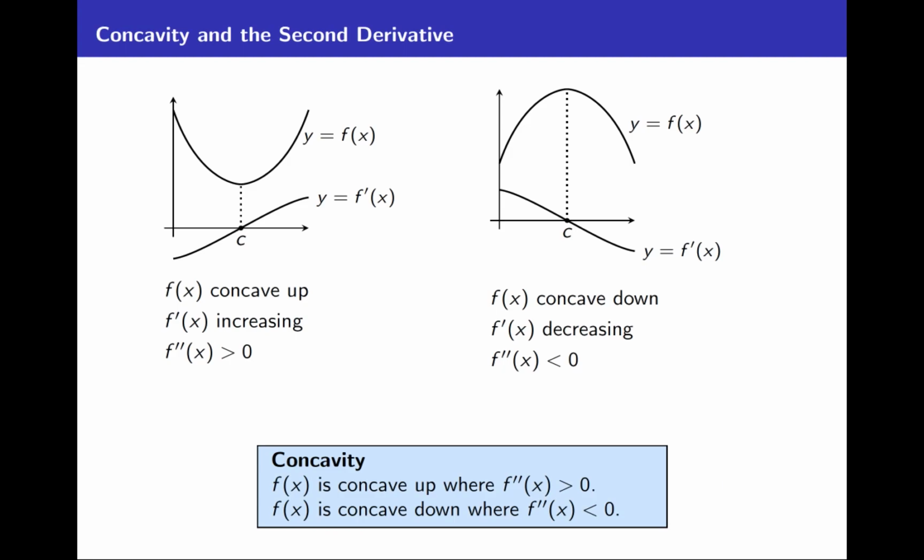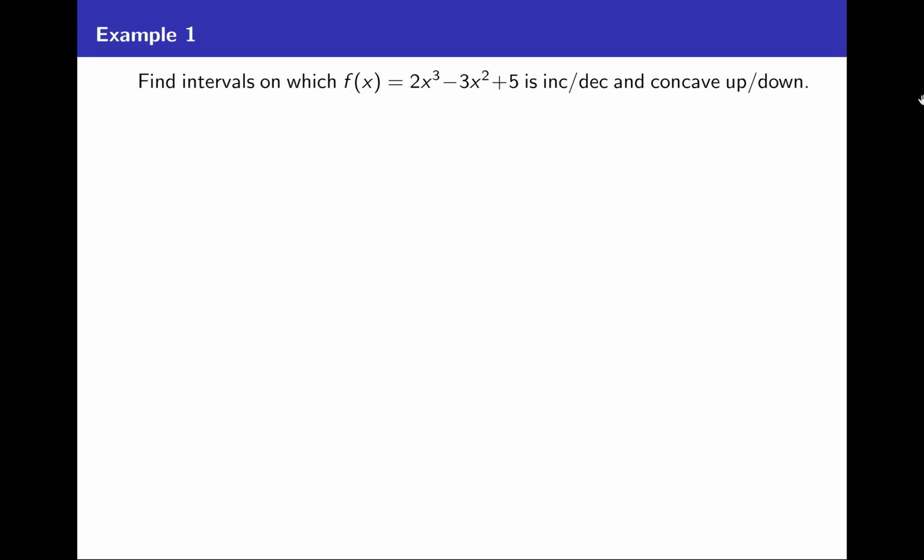So whereas the first derivative tells us the increase-decrease of a function, the second derivative is telling us its concavity, concave up or concave down. Let's illustrate this with an example. Find the intervals on which the function f of x equals 2x cubed minus 3x squared plus 5 is increasing, decreasing, and also the intervals on which it's concave up and concave down.